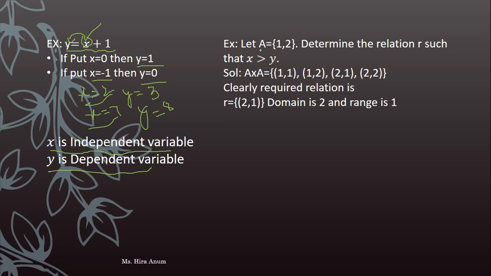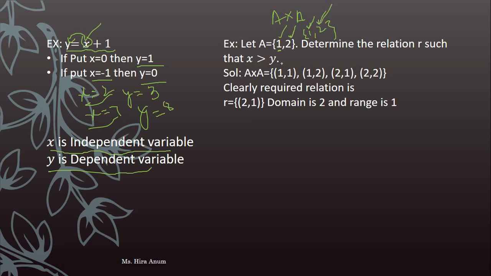Like we have an example: A equals {1, 2}. Determine the relation such that x is greater than y. A cross A, using the Cartesian product. A multiply A: because we have another set A, the first element will pair with the first element and with the second element, then the second element with the first element, and second element with second element.